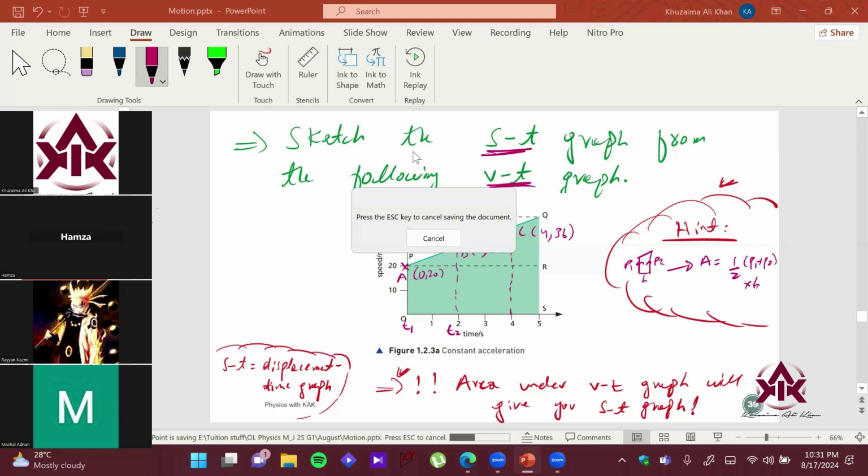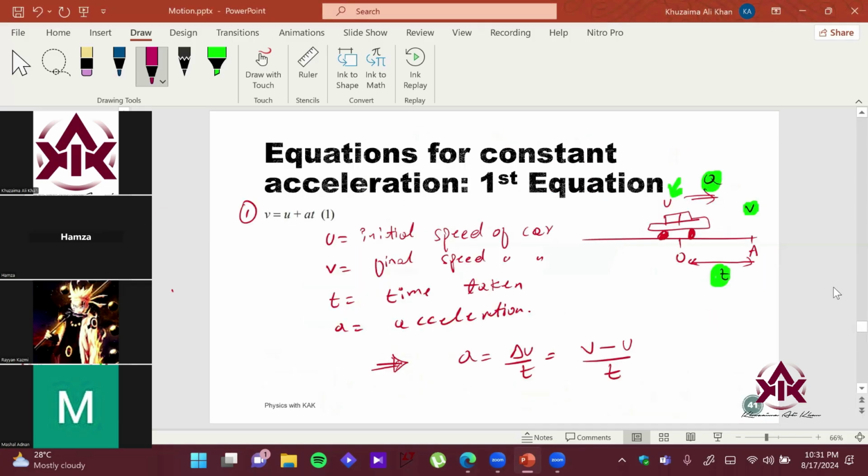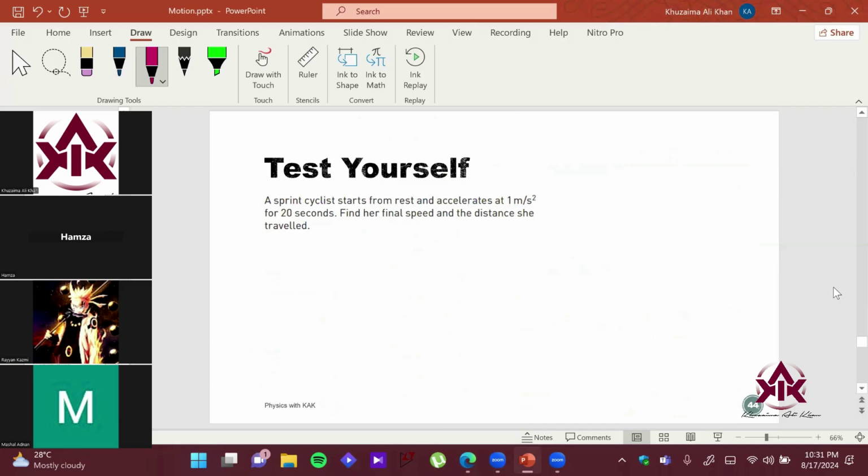So I have a fresh question ready for you, and I believe you are all ready to solve it, right? What is that question? Let me take you there. We have derived the equations, now quickly solve the question. You have two equations in your hands. The first equation is v equals u plus at. The second equation is s equals (u plus v) divided by 2, times t, right?